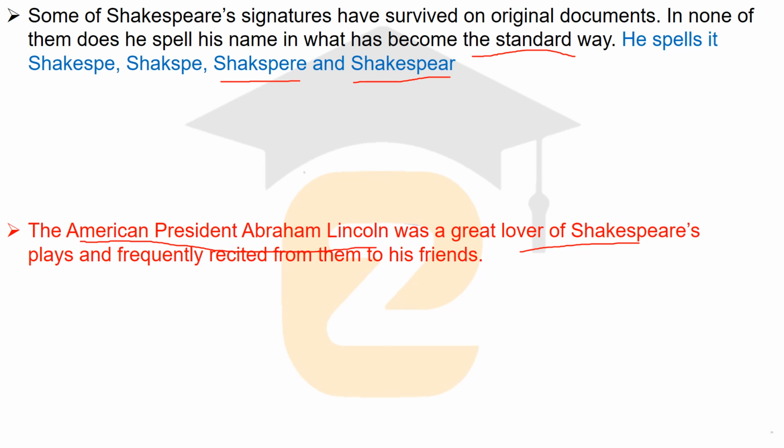And even nowadays, friends, we are so much inclined and fascinated by William Shakespeare's plays that sometimes we also recite or say some famous lines of William Shakespeare in our daily life. He wrote such lines that have become part of our daily routine, and we also come across such lines in our daily lives.